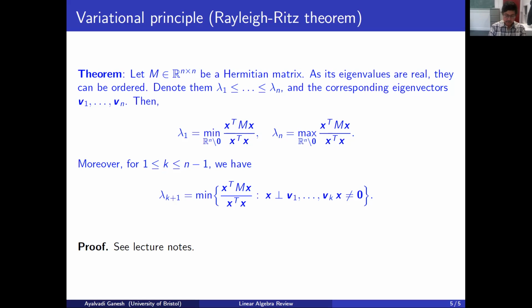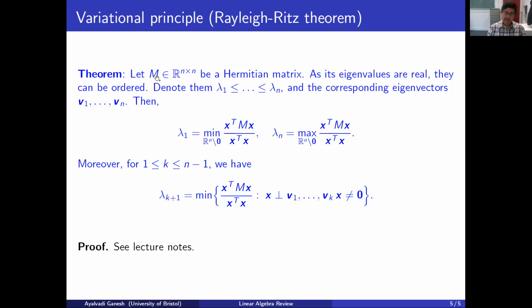But there's also another way you can describe them for Hermitian matrices, not for all matrices. For Hermitian matrices, they also arise as solutions of optimization problems, and that's what I want to talk about now. A variational problem is another term for an optimization problem. And the Rayleigh-Ritz theorem characterizes eigenvalues as solutions of optimization problems.